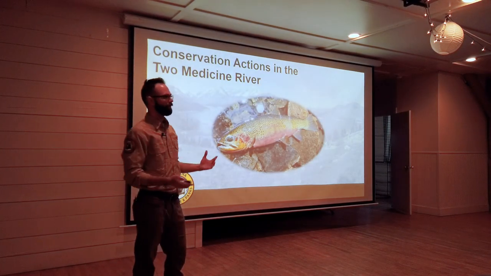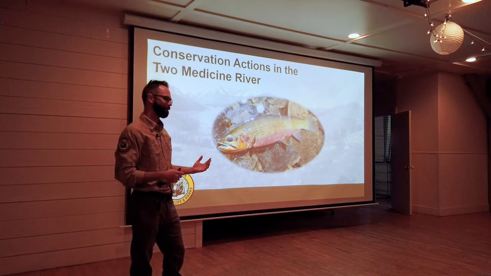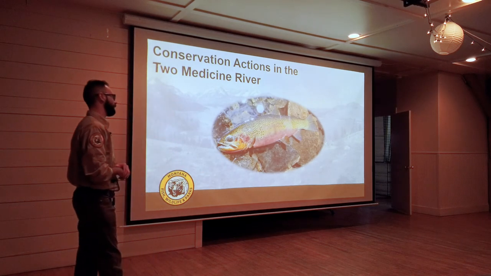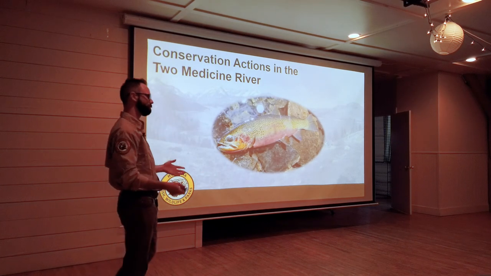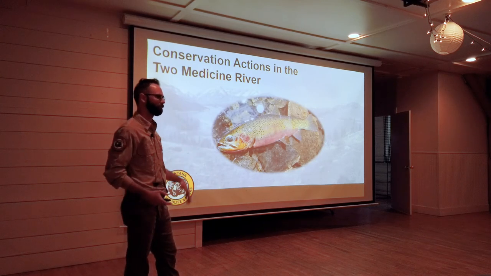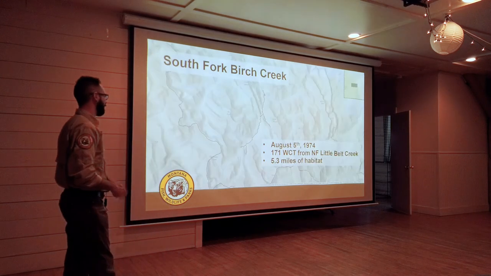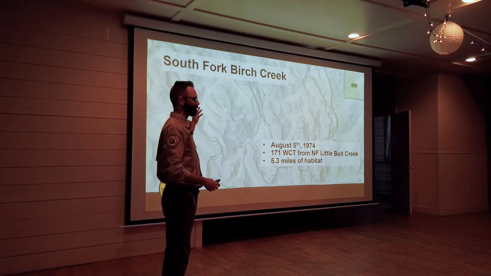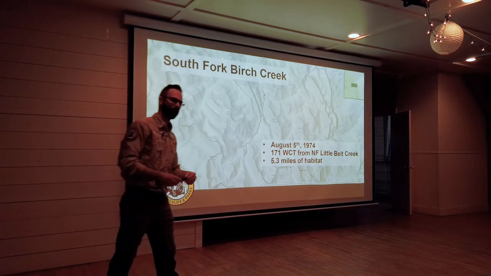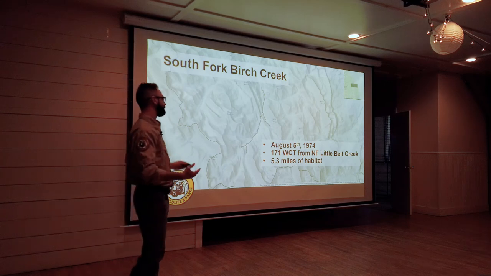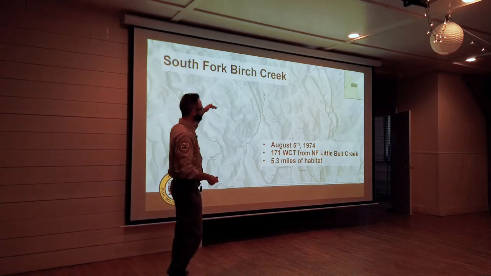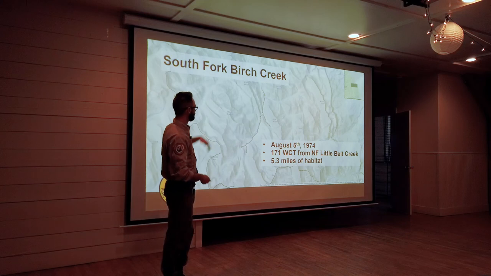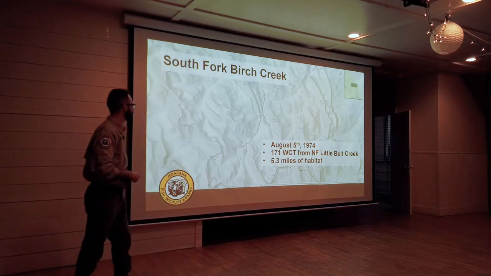So I'll give a rundown of the previous projects that have taken place in the Two Medicine River drainage as far as Westslope Cutthroat Trout conservation goes. And that starts off with South Fork of Birch Creek, one of the tributaries to Swift Reservoir. As you move upstream from Swift Reservoir, there's a series of waterfall barriers located near the Thorn Creek confluence.